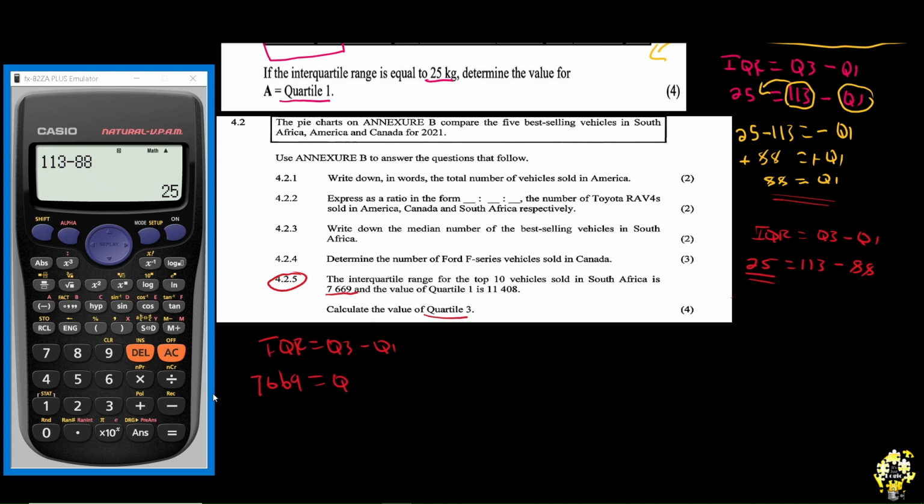So Q3 is what we have not. What have we? Q1, which is 11408. Now, again, let me use a different color. Let me use blue. I have not used blue for quite some time. So what do we have here?